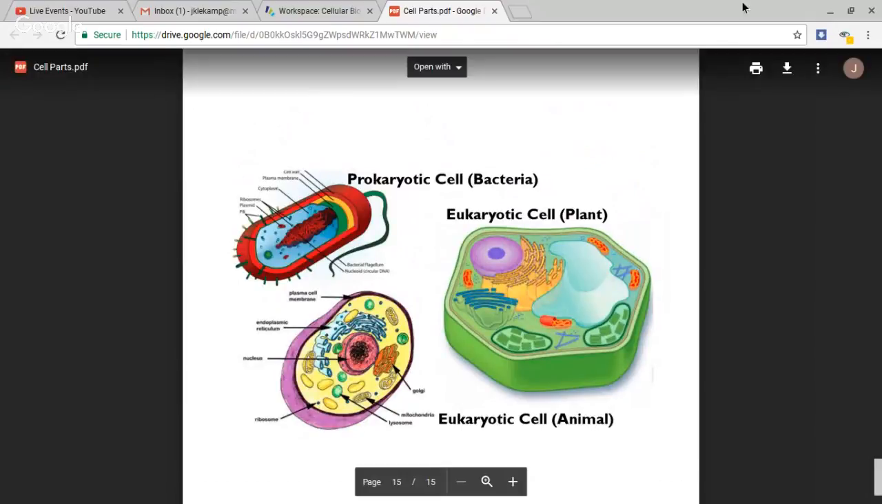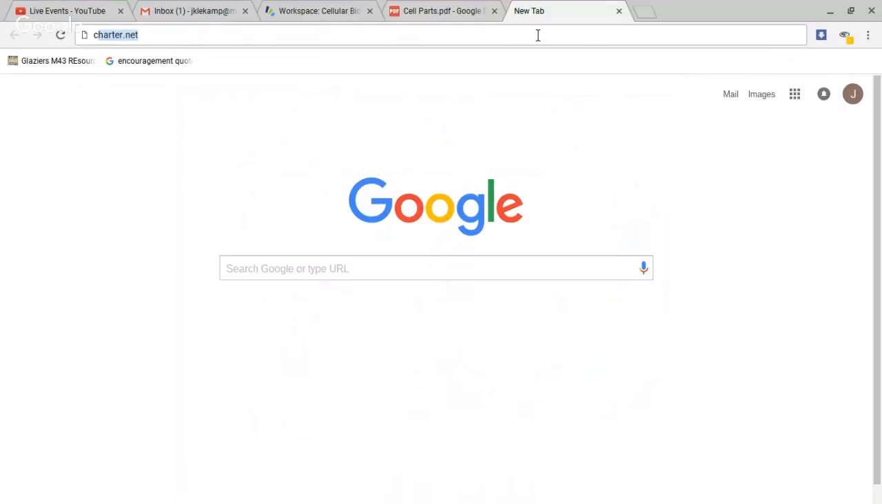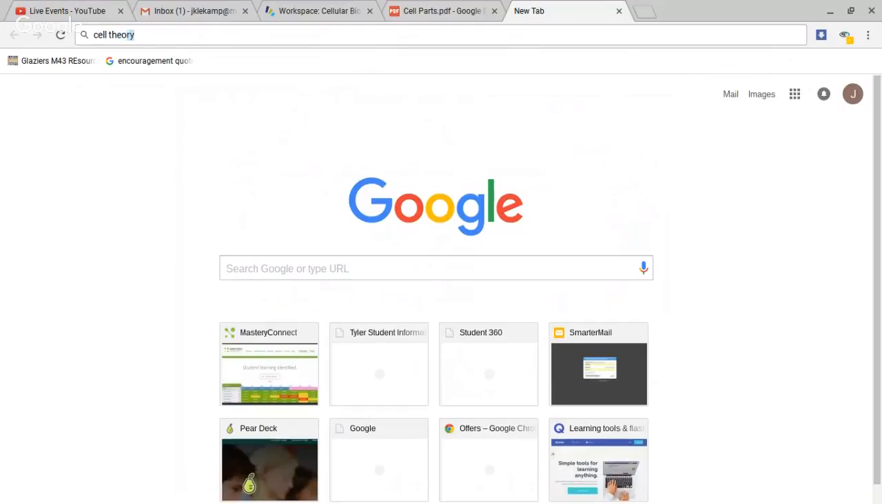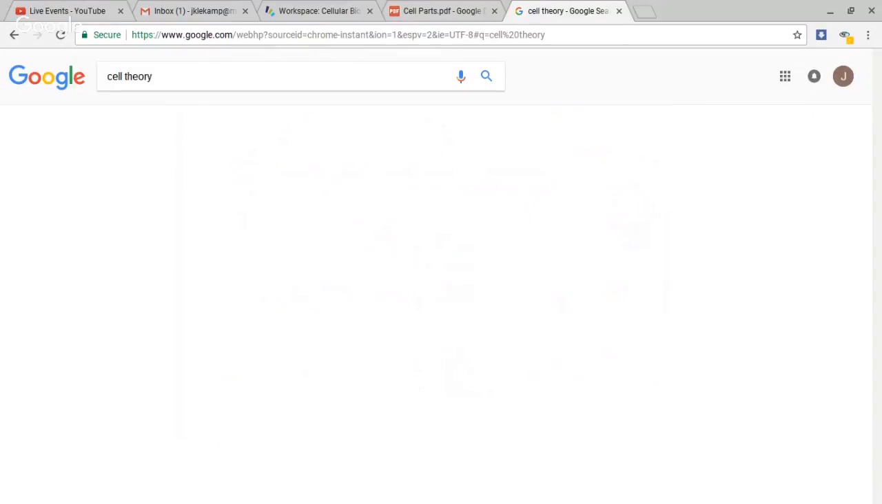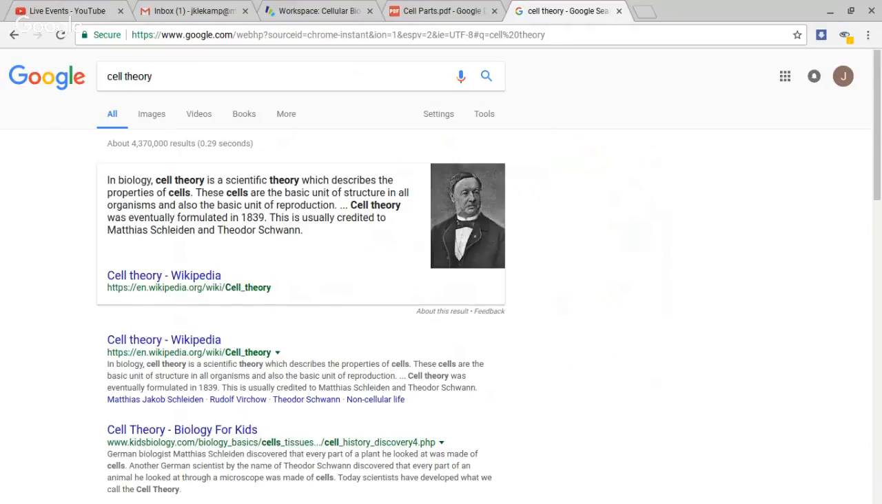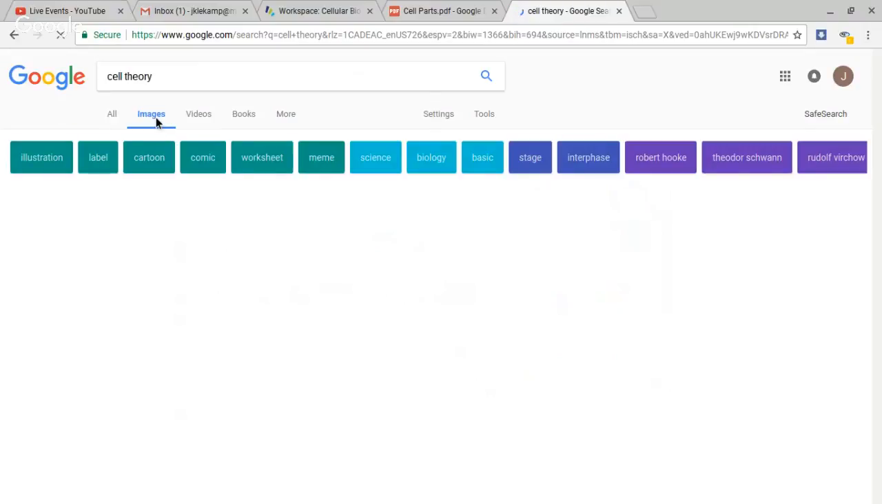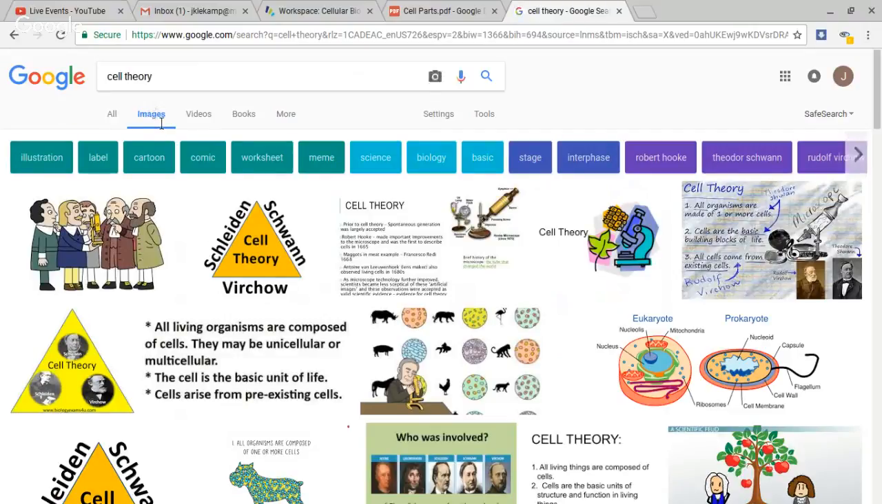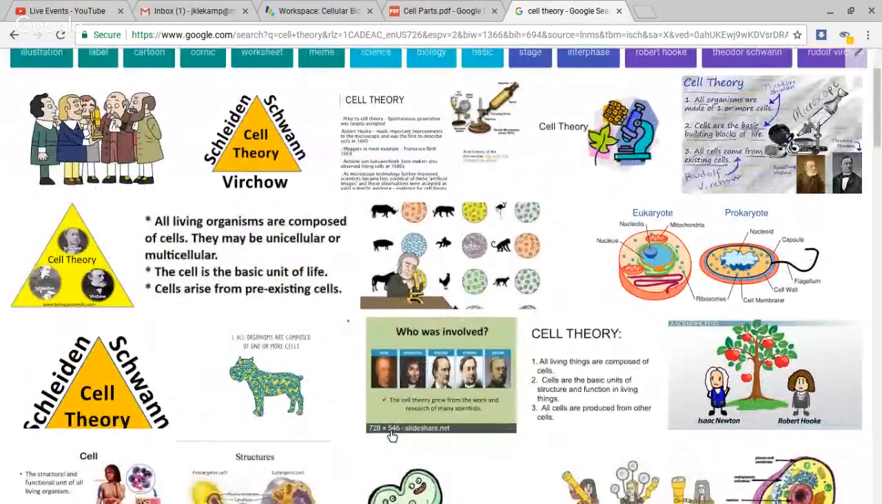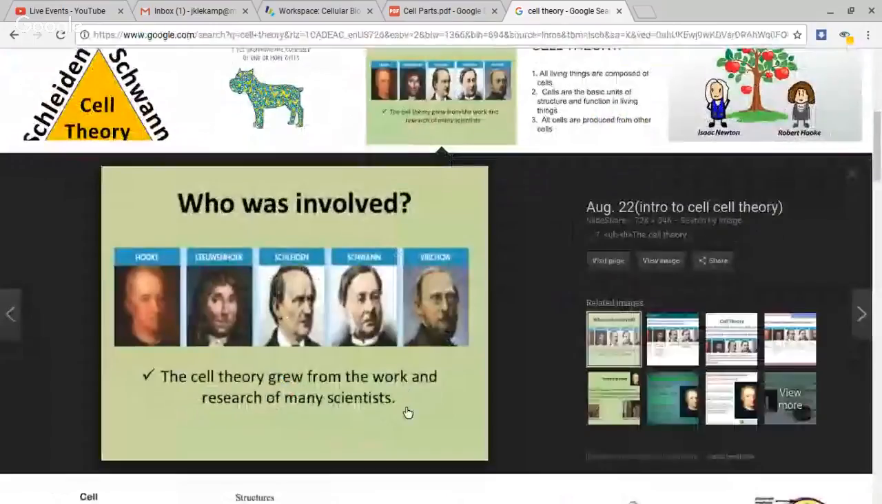This lecture 2 is cell theory. So we'll kind of go over cell theory a little bit. Remember, cell theory had a lot of different scientists involved. We have Hooke. I'll pull this picture up real quick so you guys can see. This is the one we used in our Pear Deck.